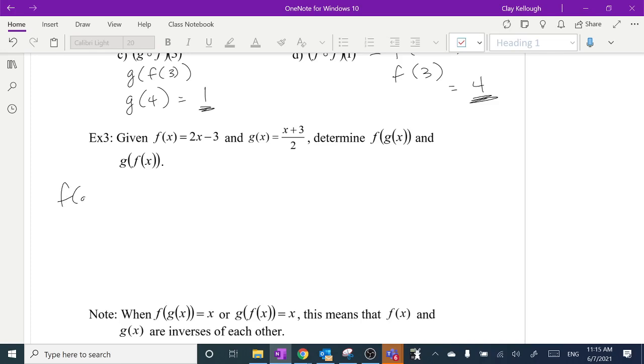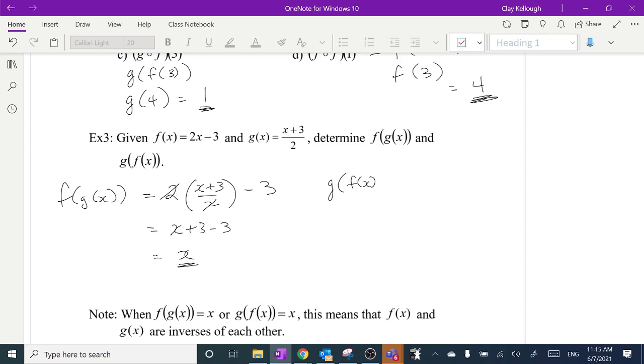So f of g of x means I take the g function and I replace the x in f of x with that function. So instead of 2 times x minus 3, it's 2 times g of x minus 3. Look what happens when we do that. The 2's cancel. 2 divided by 2 is 1. And I get x plus 3 minus 3, which is x. Interesting.